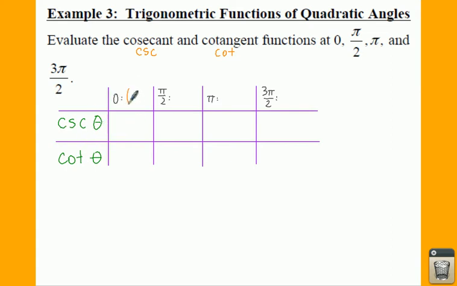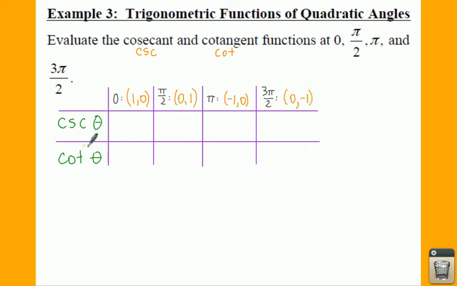So at 0, your ordered pair is 1, 0. At pi over 2, your ordered pair is 0, positive 1. Who puts a negative in there? Really? 0, 1. At pi, it's negative 1, 0. And at 3 pi over 2, it's 0, negative 1.